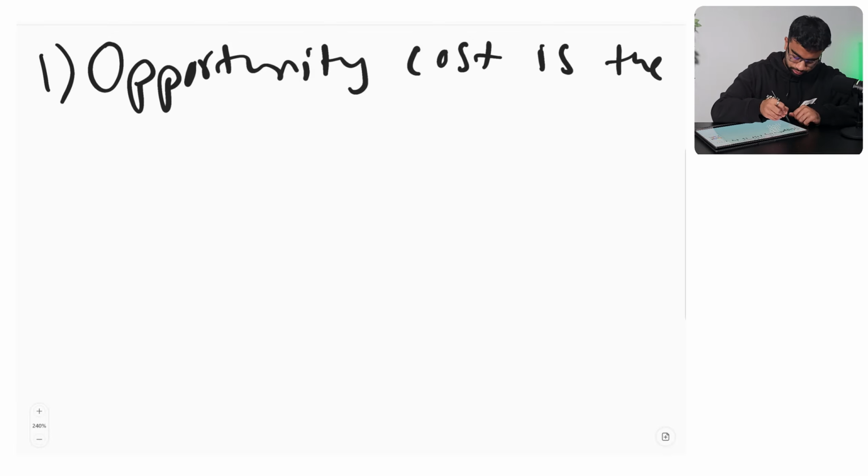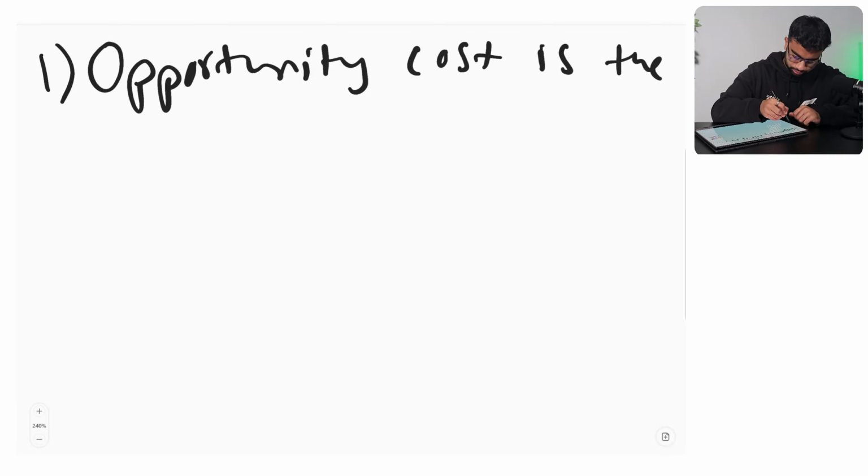So in economics, what this means is we assume that any person that makes a decision will be rational, so they choose the option that has the greatest utility for them or whatever's best for them. So we can say that the second best option is what we describe as the opportunity cost. So what you're missing out on by picking the best option, that is what we call opportunity cost.